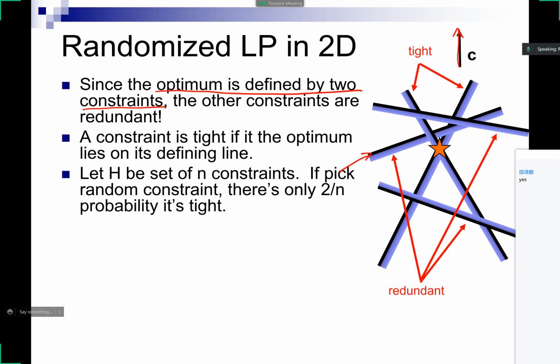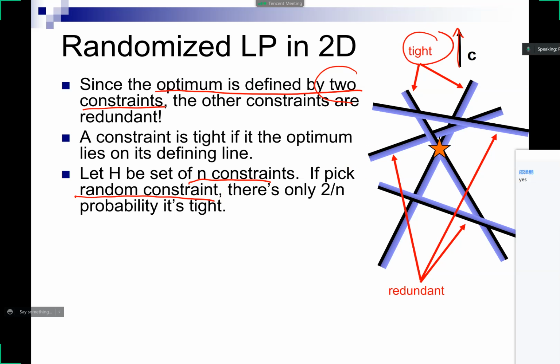Okay, all right, now suppose initially you had n constraints. So for the farmer problem, you had like 3 constraints. And in general, you could have lots of constraints. You can have n constraints. Then because we're in 2D, the optimum is always defined by only 2 constraints, right? Then if you pick a random constraint out of these n constraints, there's only a 2 divided by n probability that it's one of these tight constraints, right?